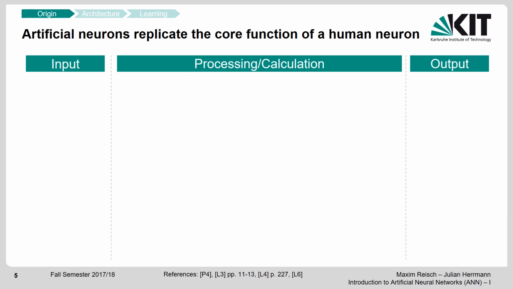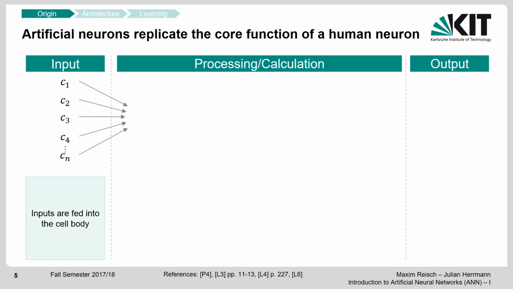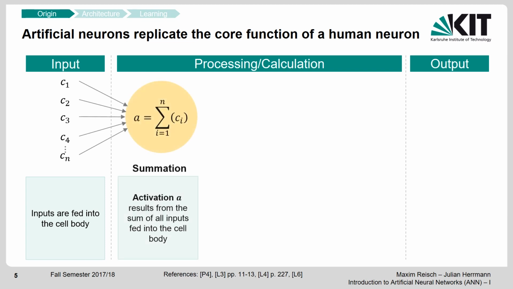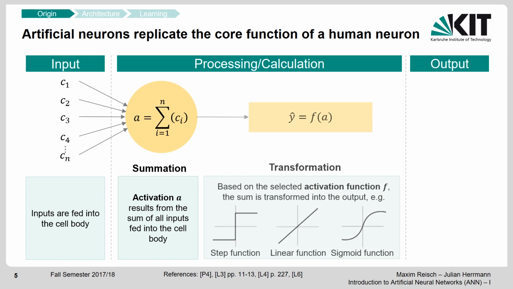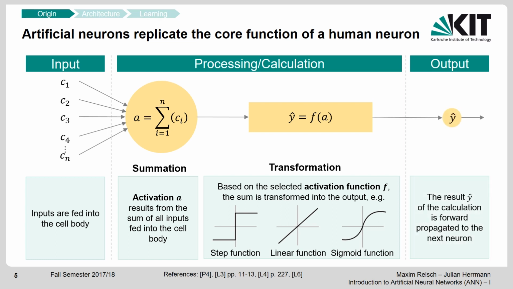These three core parts of the biological neuron, namely the input, the processing or calculation, and the output part, can also be found in an artificial neuron. Inputs x are fed into the cell body, where the inputs are summed up, which is also called the activation a, and transformed through an activation function, for instance a sigmoid function. The choice of the activation function is determined by the nature of the data and the assumed data distribution of the target variables. The resulting output y hat is then forwarded to the next neuron.